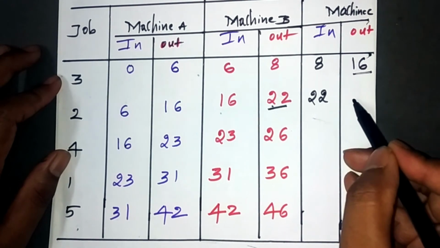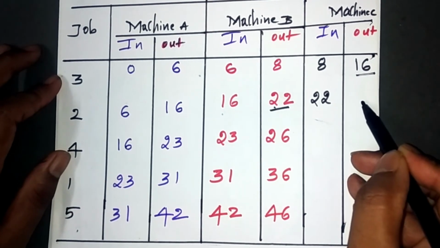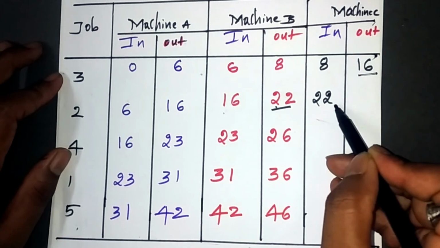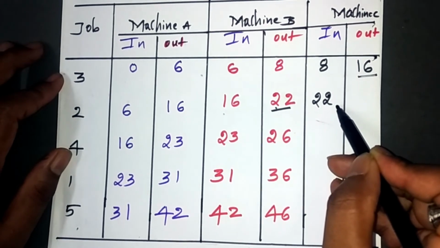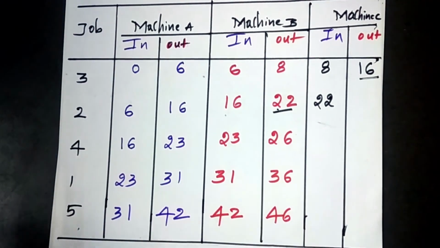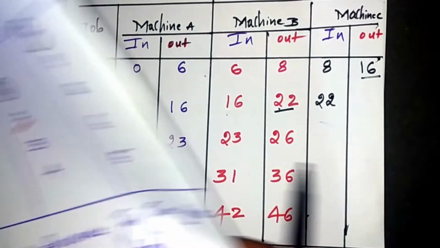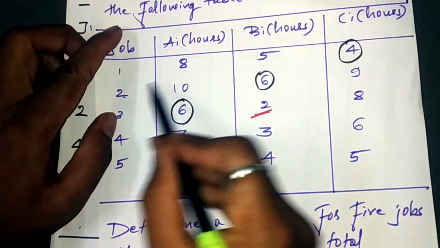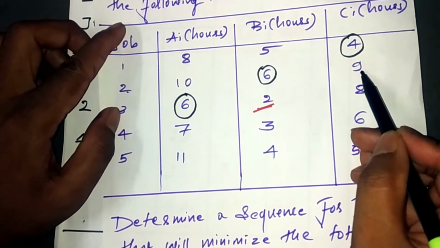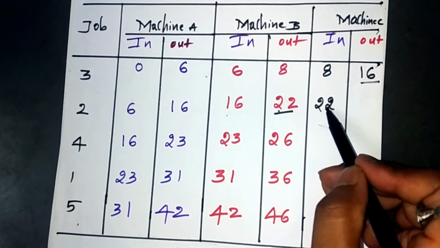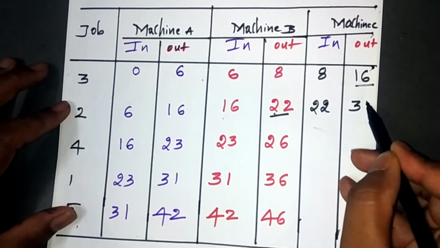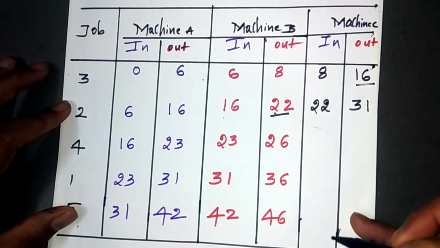Now I should write what is the out time for job number 2 on machine C. For that, what we need to do is, for this in time I should add the processing time of job number 2 on machine C. So we will see what is the timing required for job number 2 on machine C. It requires 9 hours. So I should add this 9 to this 22. So when I add this, I'll get the timing as 31 hours. Like this way I should go on filling this.